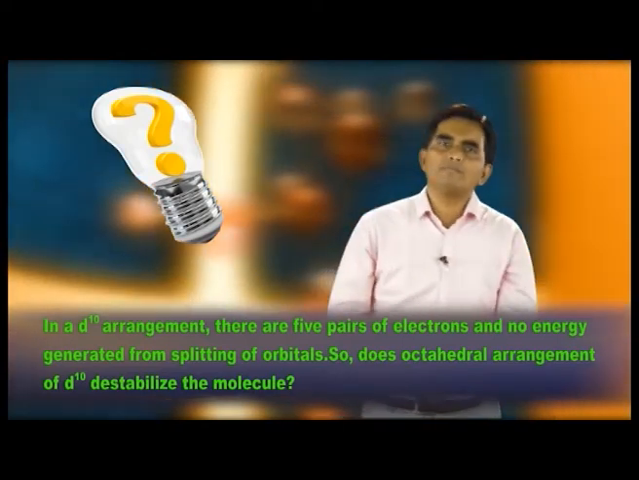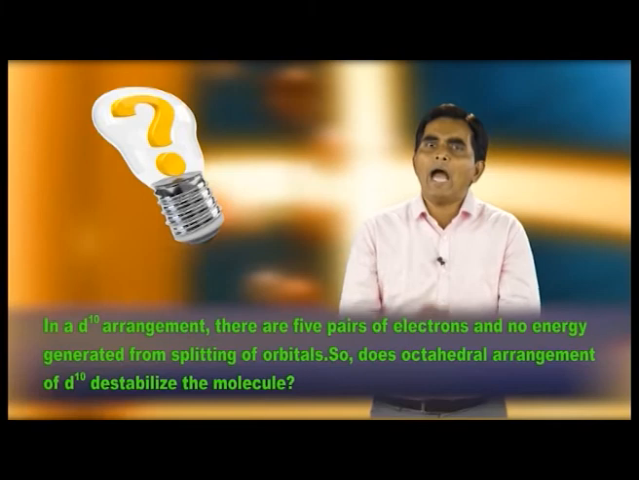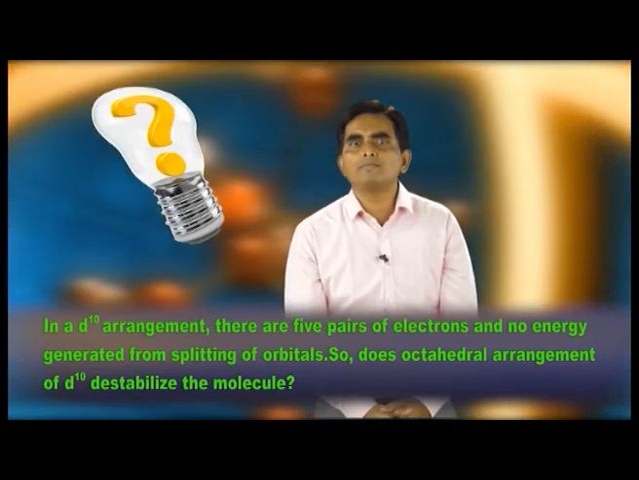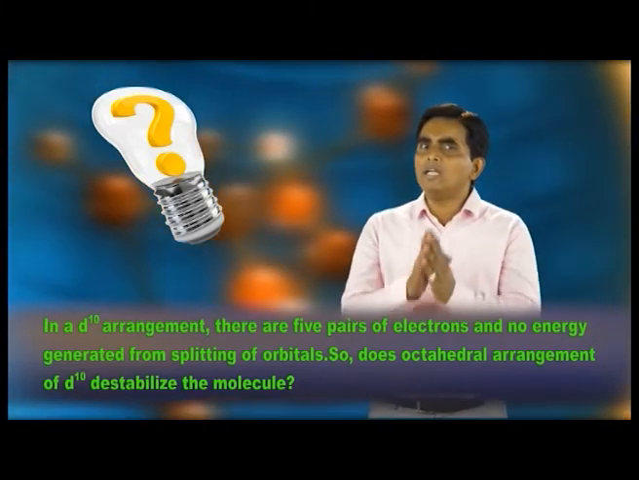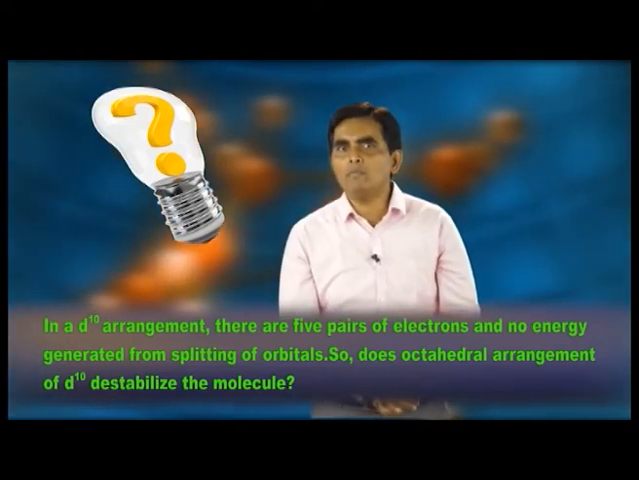I have a question for you. In the d10 arrangement, there are 5 pairs of electrons and no energy generated from splitting of d orbitals. So, does the octahedral arrangement of d10 destabilize the molecule? Think. I'll come back within a moment.